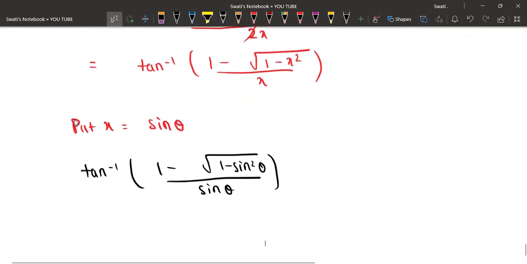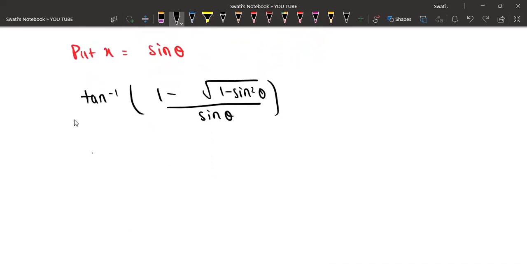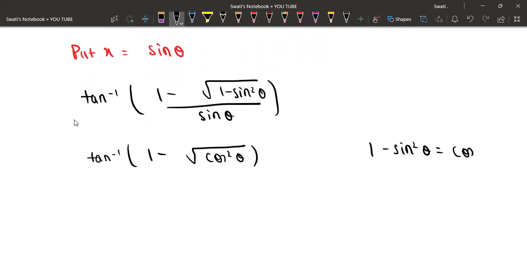Now this we can write down as tan inverse, and then this is 1 minus root over 1 minus sine square theta, that is cos square theta. Why? Because we know that 1 minus sine square theta has a formula cos square theta. And how has this come? By using the formula cos square theta plus sine square theta as 1, and by shifting cos square theta to the other side and bringing sine square theta to the other side. Or I can say keeping cos square theta on the same side and shifting sine square theta to the side of 1, we are getting this formula.